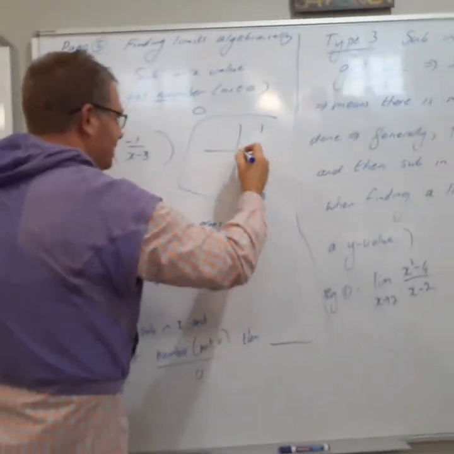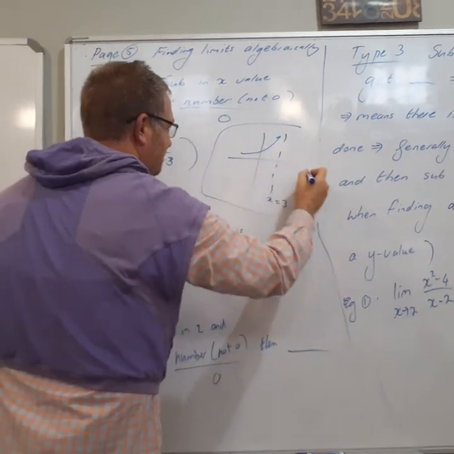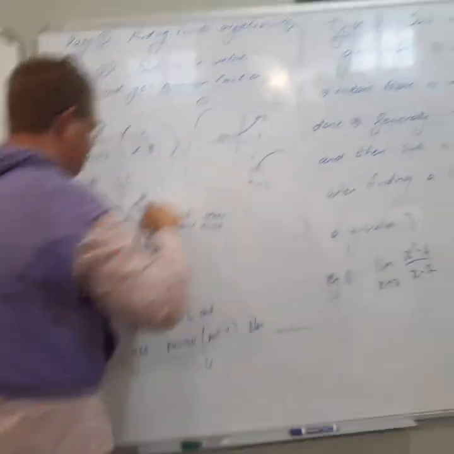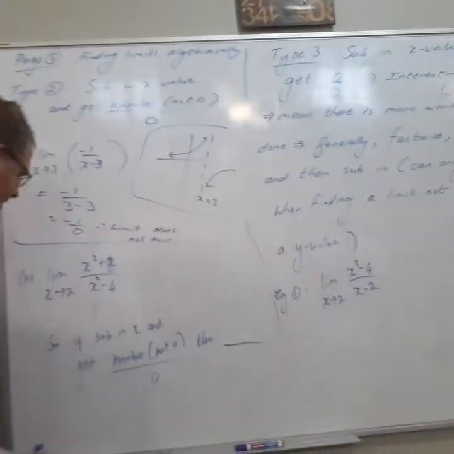Not that it matters, but what this means is that the graph has an asymptote at x is equal to 3. It's going to be an increasing function, so it's going to look like that. And as x heads towards 3, there's no limit. Okay, so that's why we get that answer. Right, so that's type 2.